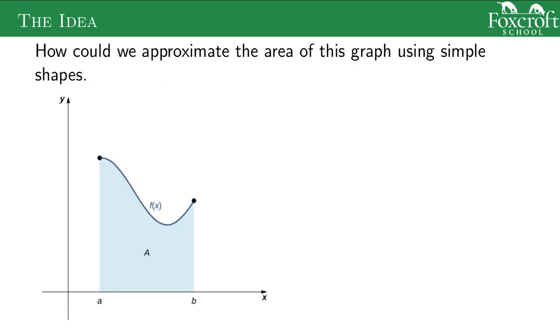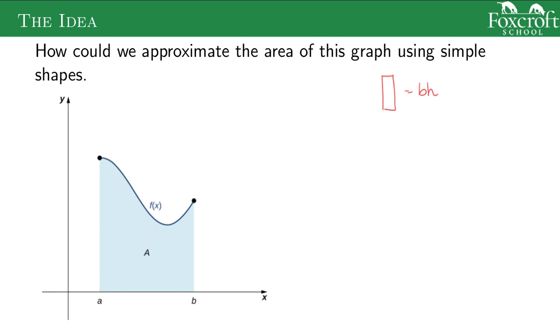So how can we approximate the area of this graph using simple shapes? If you look at this kind of bluish area we're trying to find, it's not a nice shape. It's not a square, a triangle, or a circle. So we can't just use a geometry formula. What we're going to do is approximate the area using simple shapes. And the simplest shape in terms of finding an area is a rectangle, because the area of a rectangle is just base times height. So we're going to use rectangles to approximate this area. And it's going to be an approximation because we're not going to get the exact area using rectangles.